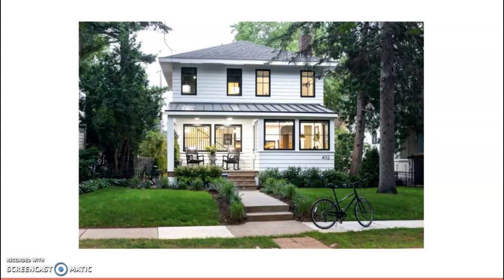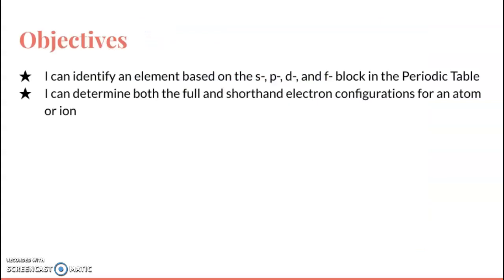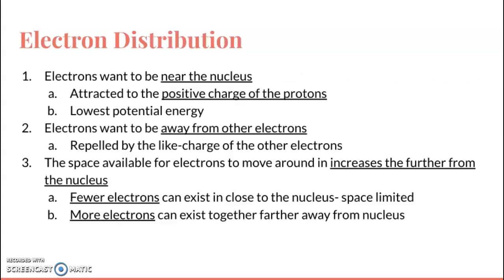All right, and so today we're going to be looking at how you can get super specific about the address of an electron. Okay, so today's objectives are you're going to be able to identify an element based on the S, P, D, and F blocks in your periodic table, and you're then going to be able to determine the full and shorthand electron configurations of an atom or an ion.